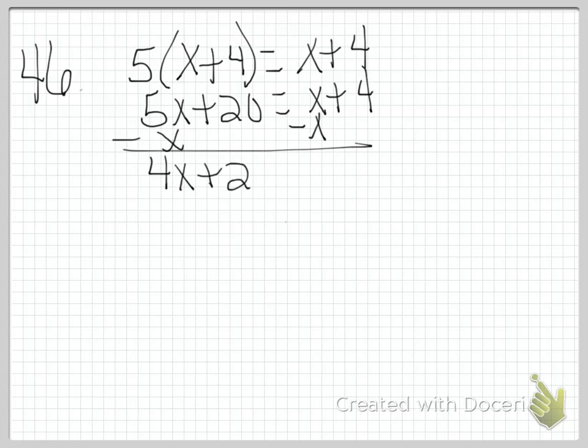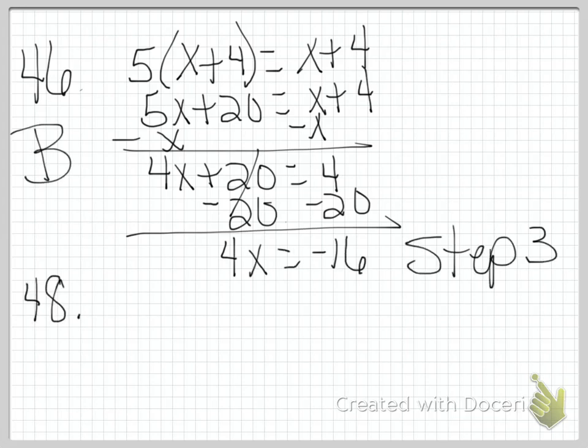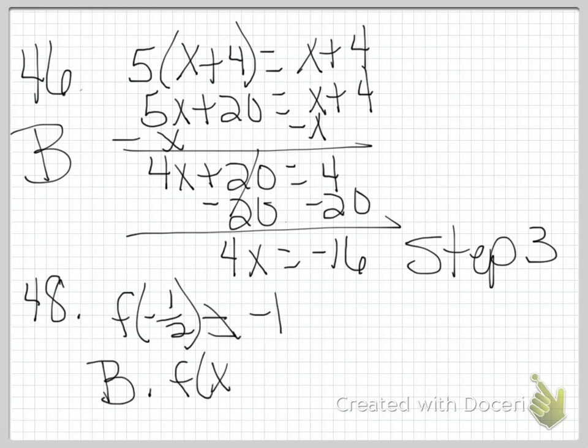Number 46, we're solving for x, and this is an SAT problem, so in step 3 is when their mistake was made. Number 48, when is f of -1/2 not equal to -1? And it's at B.